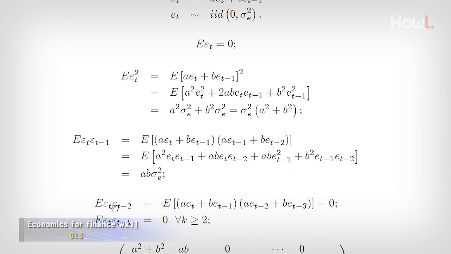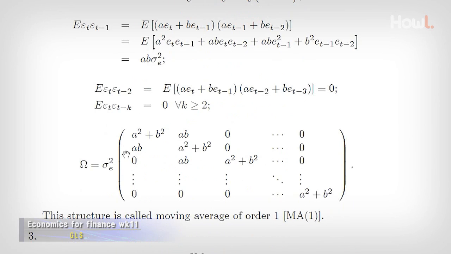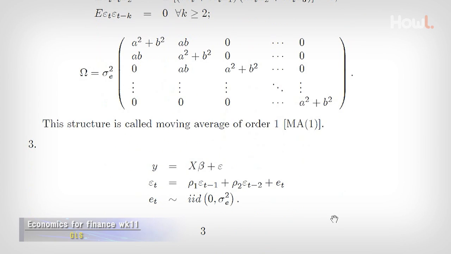And then if we do t minus 2, there is no overlap. This is t minus 1, this is t minus 2, t minus 3, and there is no overlap, so this has to become 0. For any k greater than 2, this is 0. So the covariance matrix in this case looks like this. And if a covariance matrix has this structure, it is called a moving average of order 1, an MA(1) model.